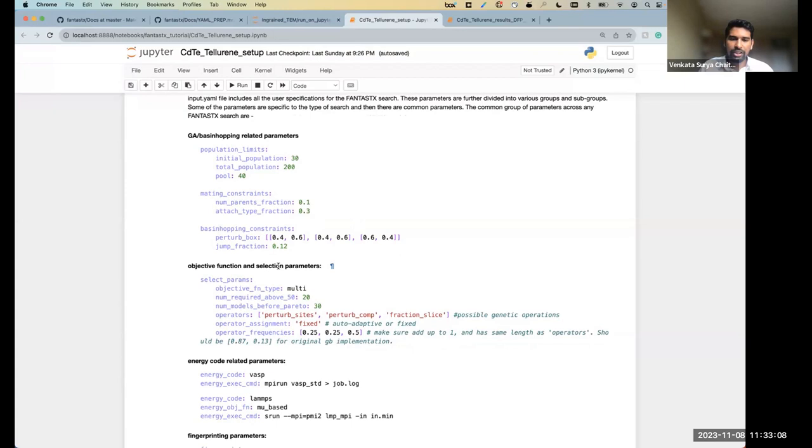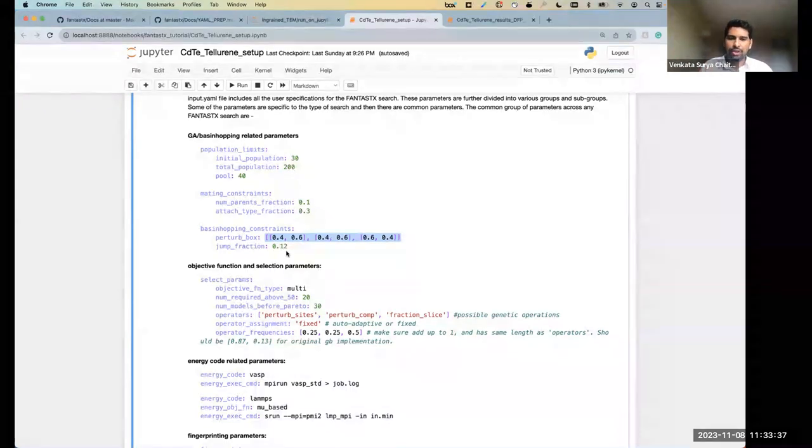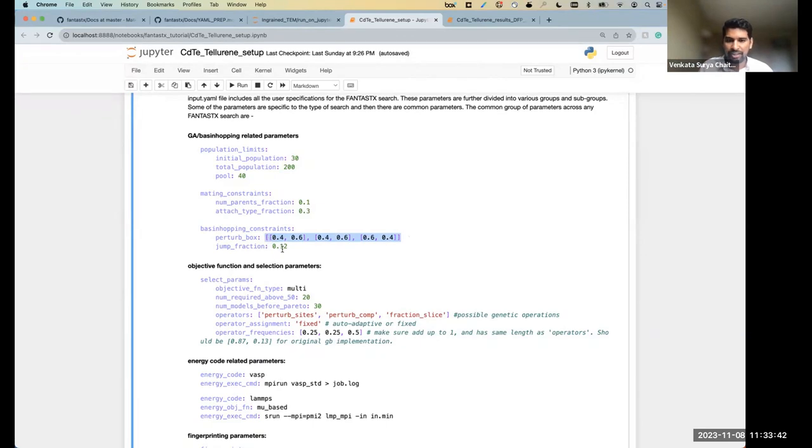Similarly, for Bayesian hopping, we can choose the region within the cell within which we want to perturb. So if we want to perturb or do a larger jump in the potential energy landscape, we want to give a larger box within which we want to vary the atoms. Or if we want to just focus on a certain region within the structure where we are fairly confident about the majority of the structure, but in a certain specific region we want to optimize the local atomic configuration, then we can use this perturb box to specify that region.